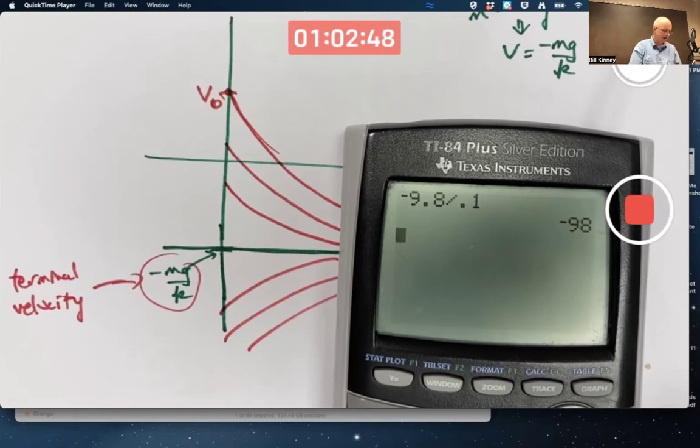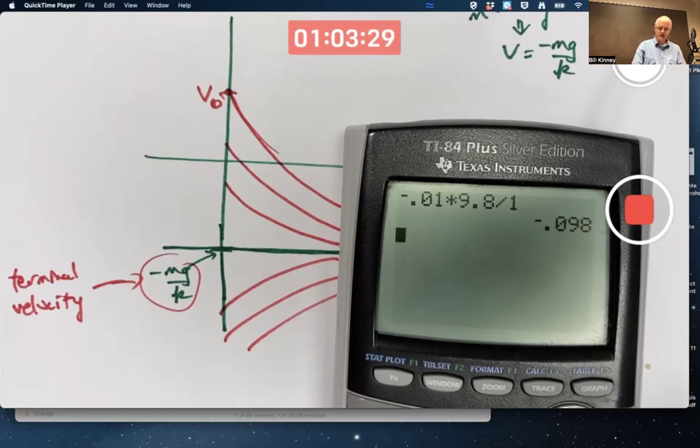On the other hand, for a feather, well, first of all, m is going to be small for a feather, maybe 0.01 kilograms. And k might be relatively large. I don't know, 1. The terminal velocity of the feather is negative 0.098 meters per second. What would that be? 9.8 centimeters per second? Is that right? Downward about so fast. That's what the model's predicting.